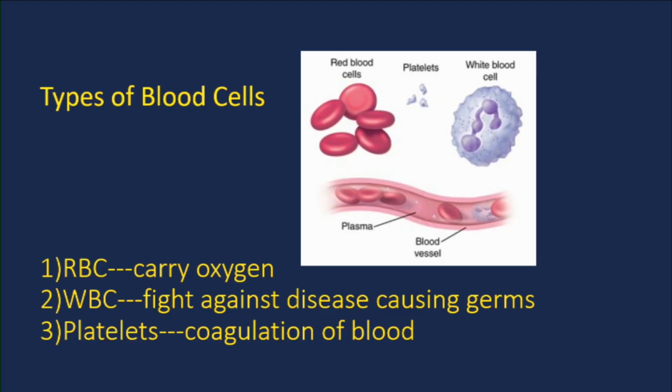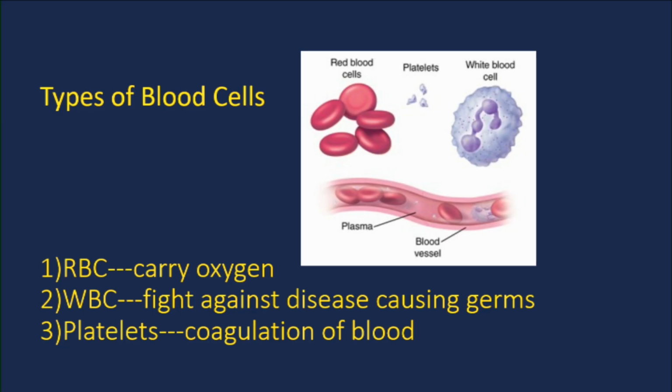Children, you know the blood is red in color. Blood is made up of plasma and blood cells. There are 3 types of blood cells in the blood. RBC, red blood corpuscles. These carry oxygen and supply to all the body parts.